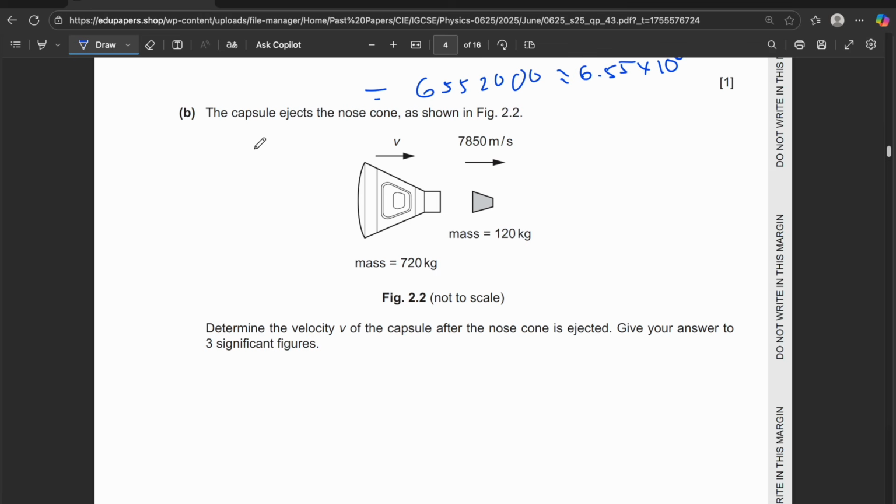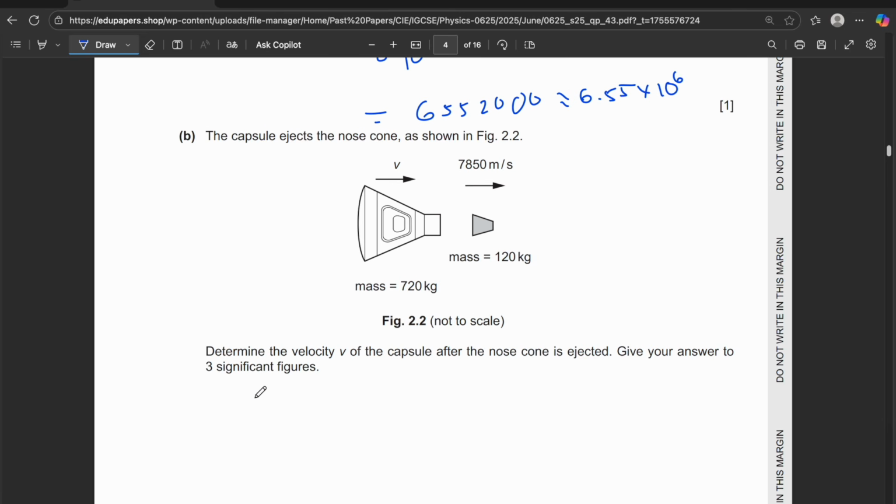b. The capsule ejects a nose cone as shown in figure 2.2. Determine the velocity v of the capsule after the nose cone is ejected. Give your answer to 3 significant figures.